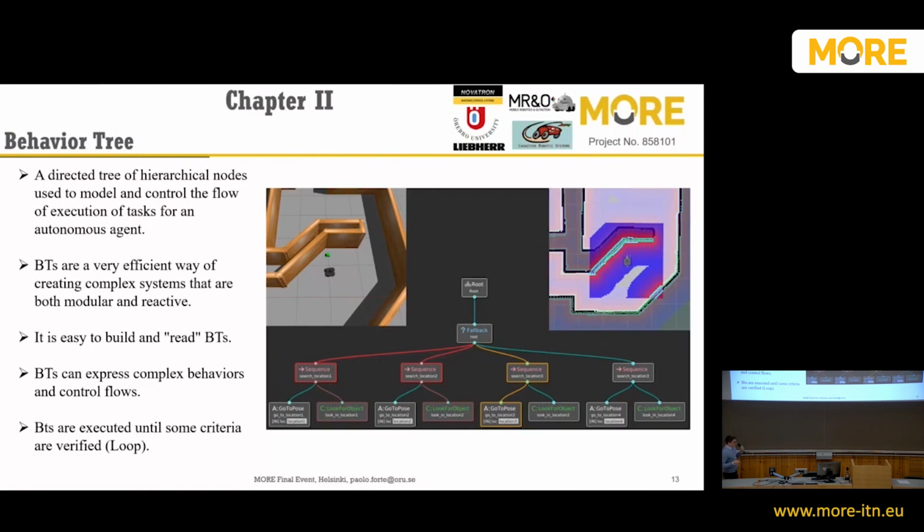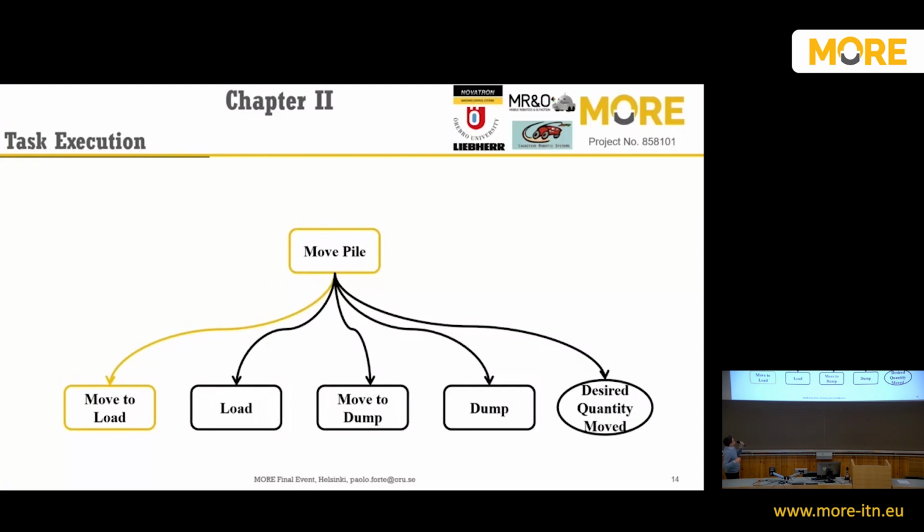So you can think about it like this: we have a behavior tree to move the pile, and this has 4 actions that need to be executed. This is a special node that we developed that can loop an action, a method in this case, the move the pile, until a certain criteria is verified. As you can see, you start to move to reach the load, you load the material, you move to the dump, and then you dump the material. If this criteria is not verified, then you start the loop again. So you go again to the move location, you load the material, and so on. And this continues until all the material is moved.